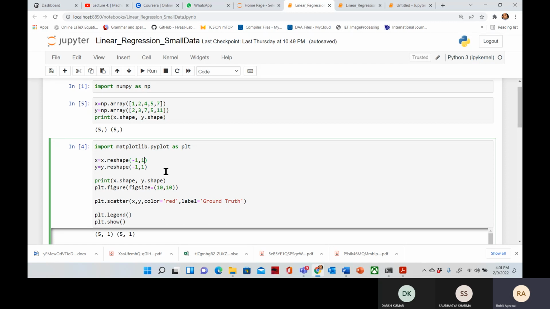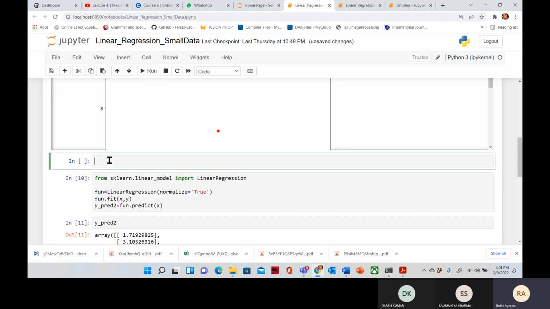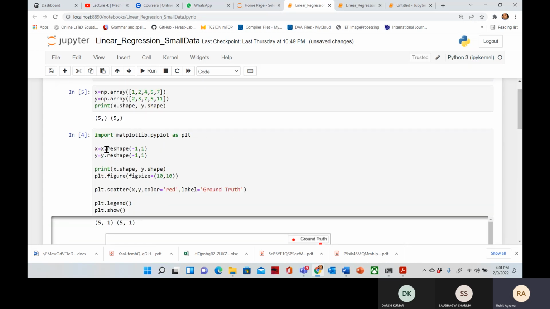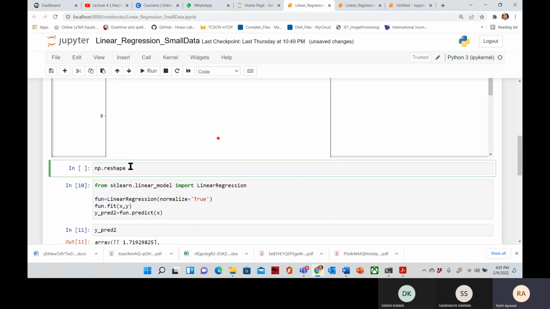Suppose our x has 6 elements, so we can reshape them into a 3 by 2 matrix or a 2 by 3 matrix. Am I right? Yes. So just go over reshape. What is reshape here? It is under np. So np.reshape. Because I use x.reshape and we created x using np, just go over np.reshape.